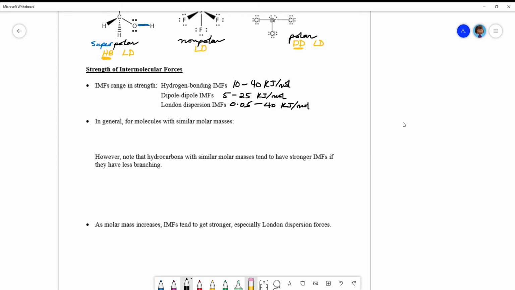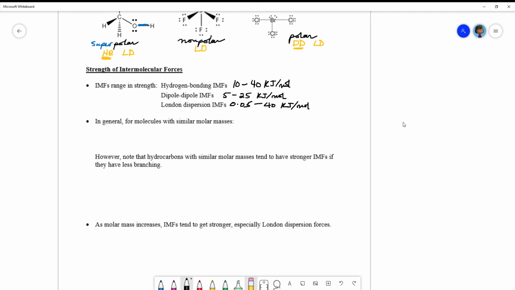Now, I'm pointing this out because sometimes students will tell me, oh, hydrogen bonding is always strongest, and that's not true. Because hydrogen bonding has a range of strengths, if the hydrogen bonding strength is 10 in one particular substance, but the London dispersion forces in another substance are 40, well, that's not going to be true in that case. In that case, the London dispersion forces would be stronger. So we have to appreciate that there's a range of strength.